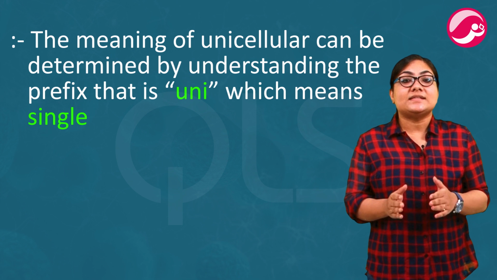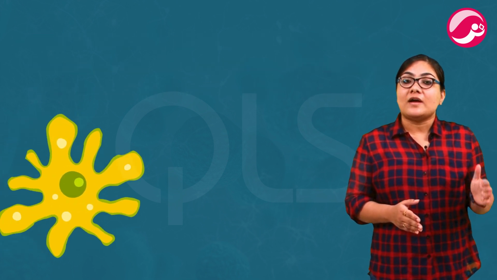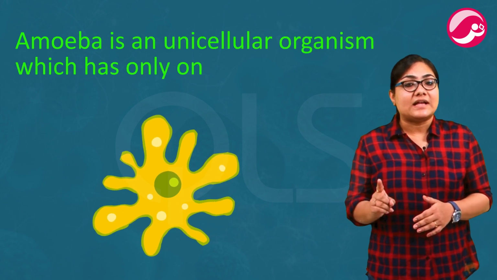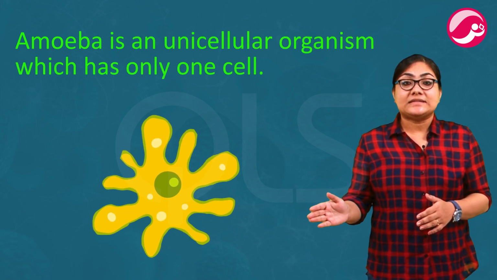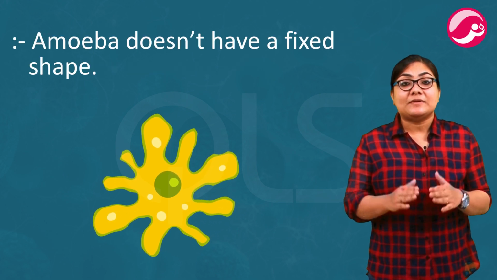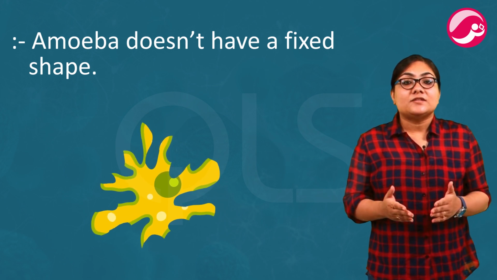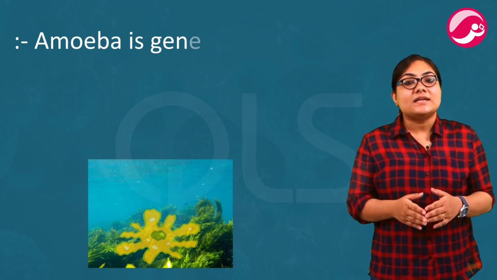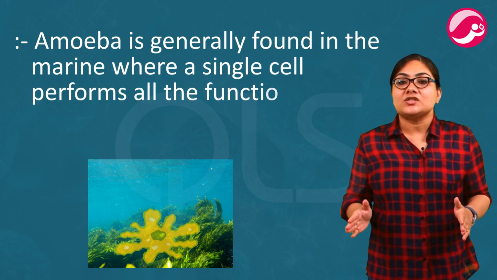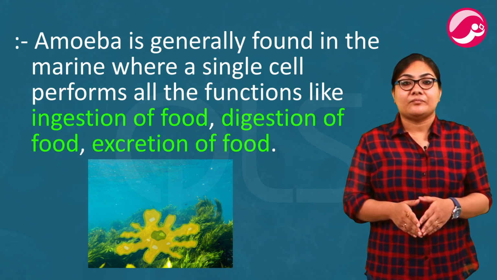Now let's look at examples of some unicellular organisms. First is the example of amoeba. Amoeba is a unicellular organism which has only one cell. This is how an amoeba looks. Amoeba doesn't have any fixed shape. Its shape keeps changing. Now, we must ask ourselves, where do we find amoeba? Amoeba is generally found in marine water, where a single cell can perform all the functions like ingestion of food, digestion of food, and excretion.